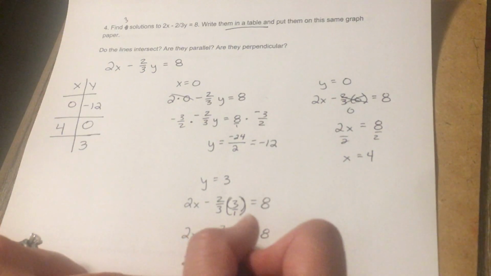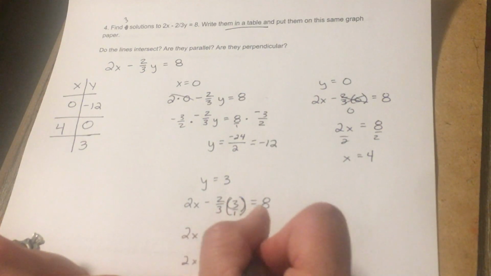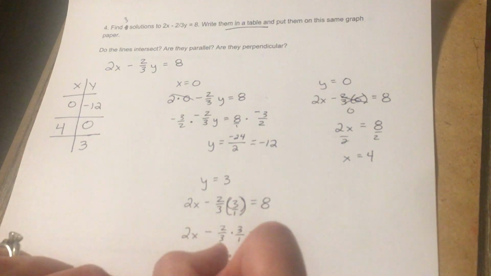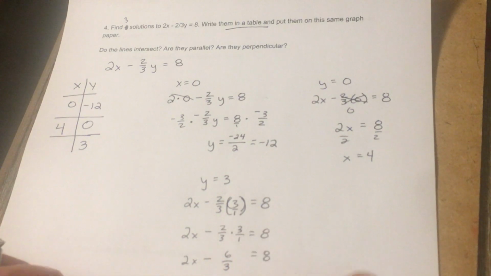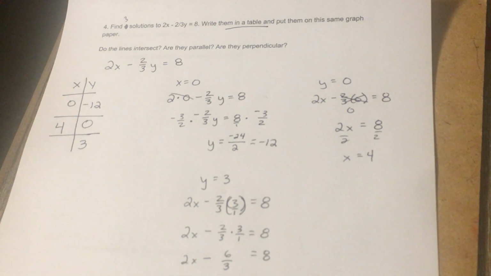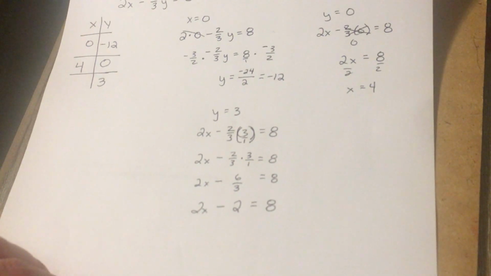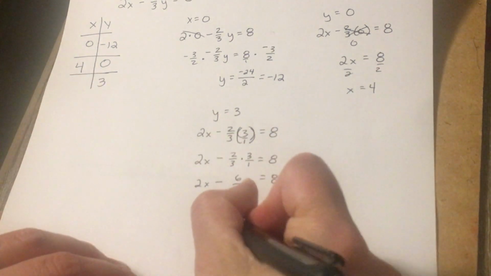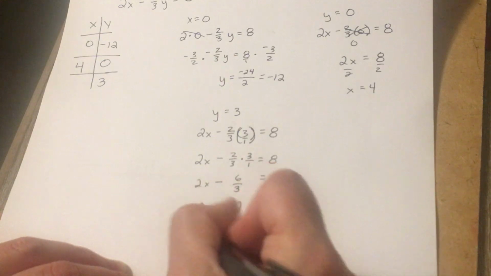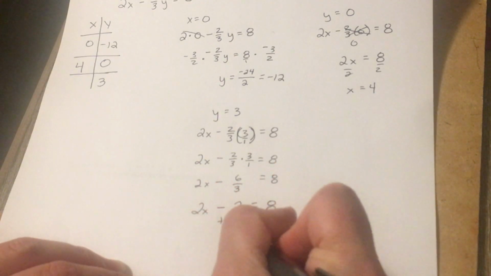Now we're just going to multiply these together. 2 times 3 is 6. 3 times 1 is 3. Let's keep simplifying that. 6 divided by 3. Let's move that up a little. At this point, I think you're seeing that 2x minus 2 equals 8. Now what do we do to both sides? We're going to add 2 to both sides. So 2x equals 10.